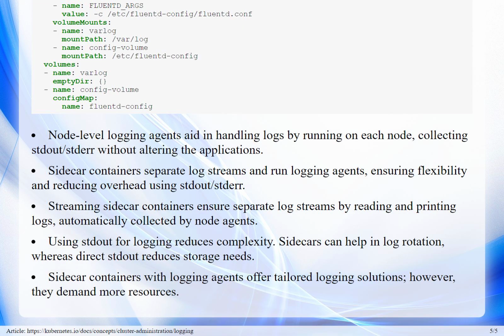5. Sidecar with a logging agent. If node-level agents don't suffice, sidecar containers with specific logging agents like Fluentd can be used. While they cater to unique needs, they might consume higher resources and logs cannot be accessed using kubectl. Configuration involves setting up a config map and a volume mount for Fluentd.